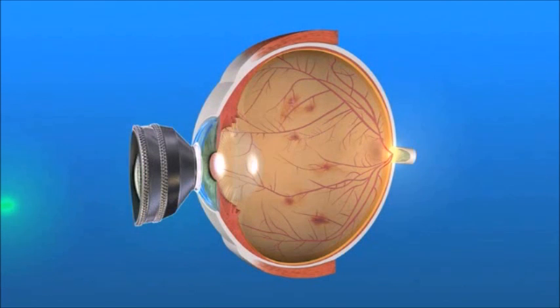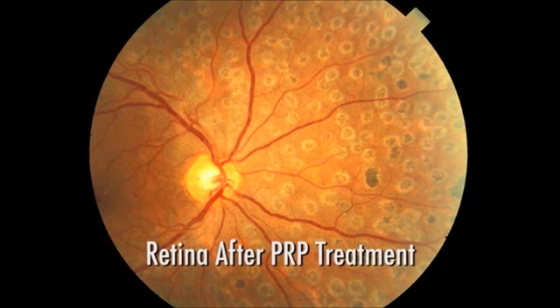This causes the blood vessels to shrink and often prevents them from growing again in the future. It also decreases the chances of the blood vessels bleeding into the vitreous or causing a retinal detachment. In some cases, multiple laser treatments may be necessary. Despite having laser surgery, some people with PDR may still develop further problems.